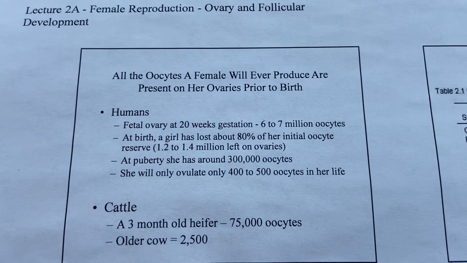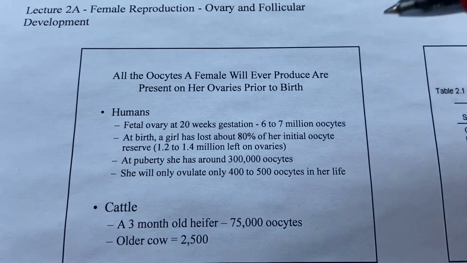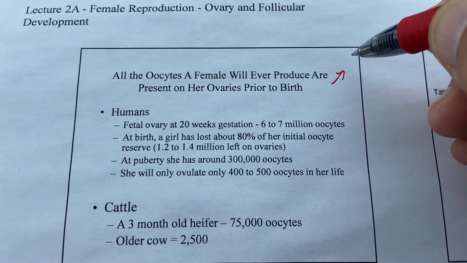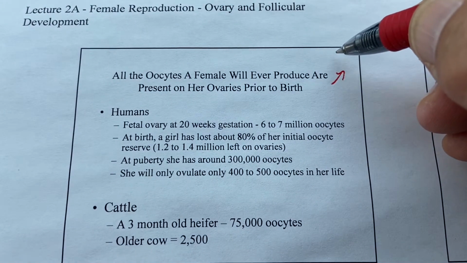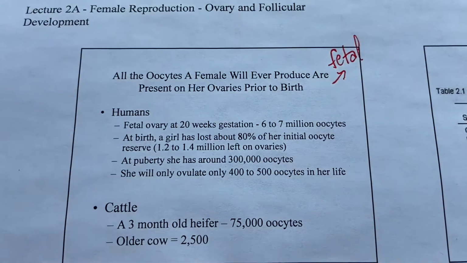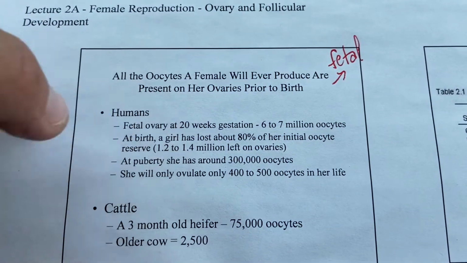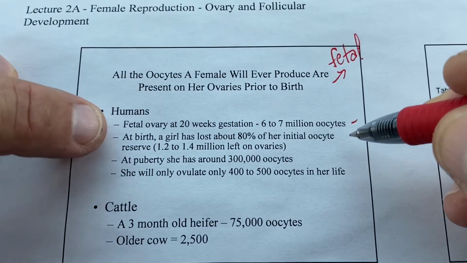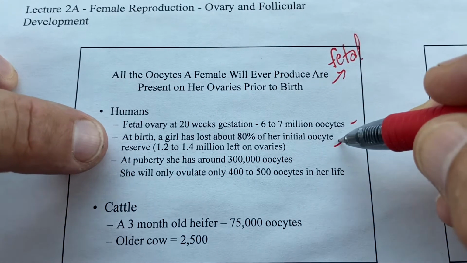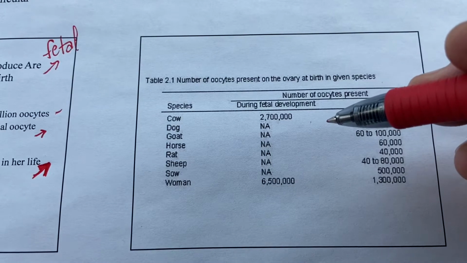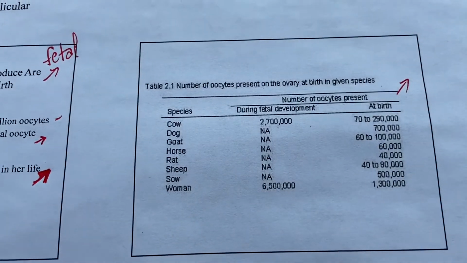Now we've already visited about this, but all the oocytes of females are going to be produced. This all occurs during fetal development. And actually, if we get to looking at some numbers, at 20 weeks right here, we're at 6 to 7 million. And then at birth right here, we've lost probably 80%. Realize that by birth, they've already lost part of them.